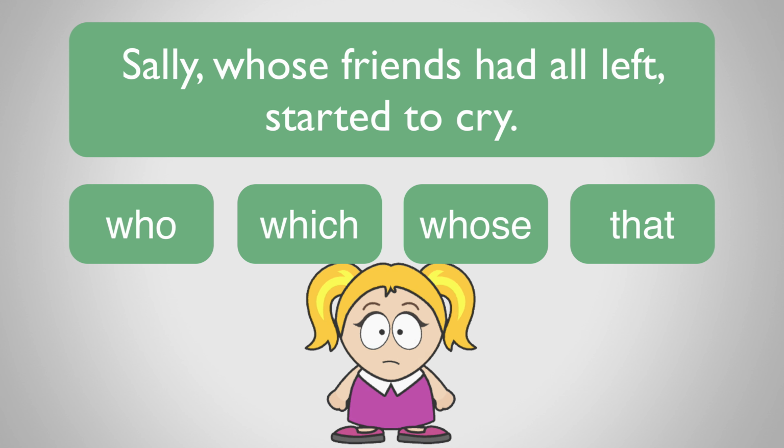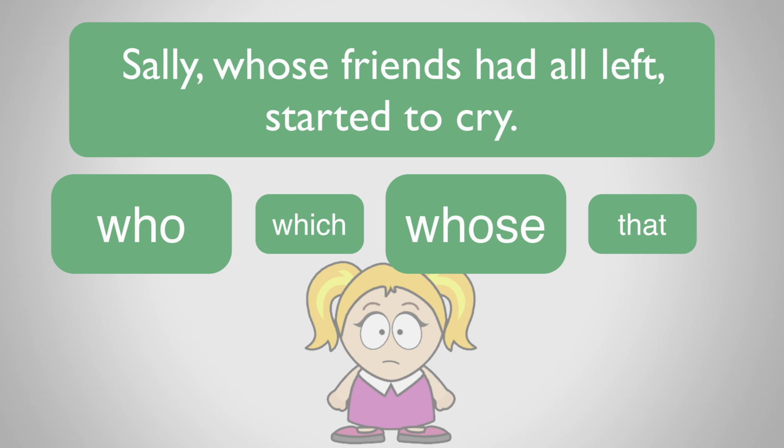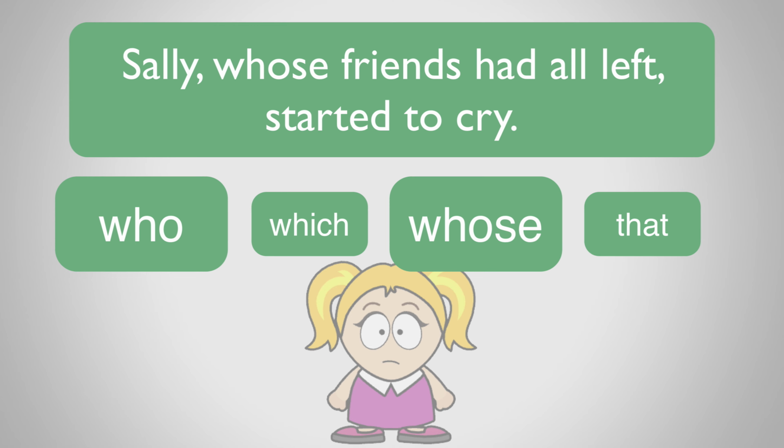This time we're using the relative pronoun whose, since we're describing a noun that is alive, that's Sally, and we're also clarifying something that belongs to her, her friends. So we use who and whose as relative pronouns for living things. So what about things that aren't alive?